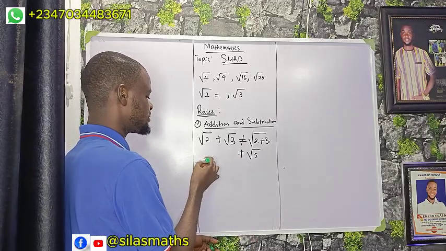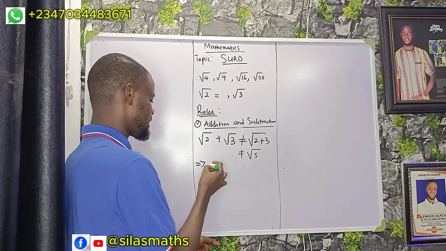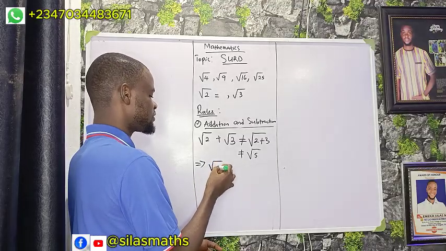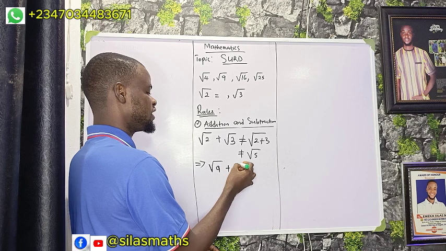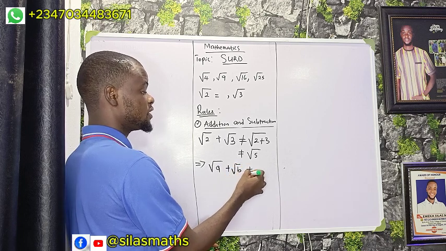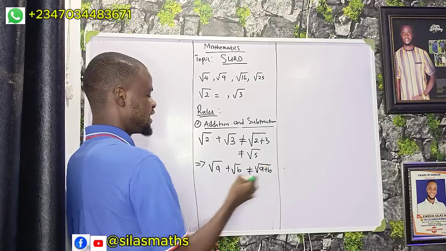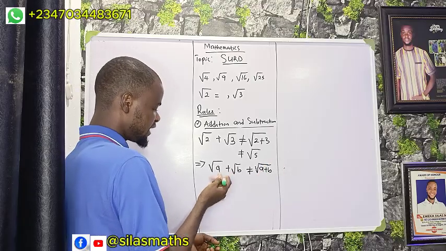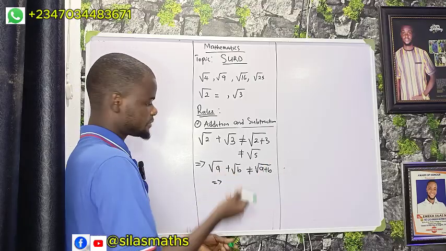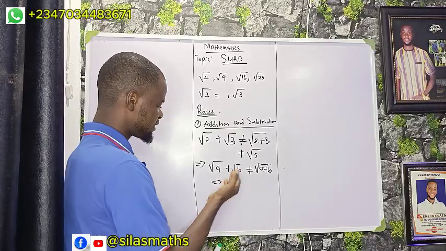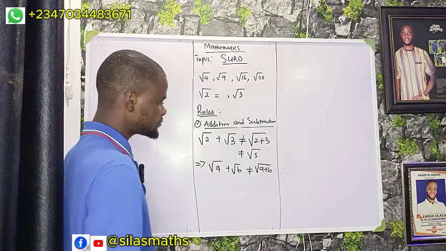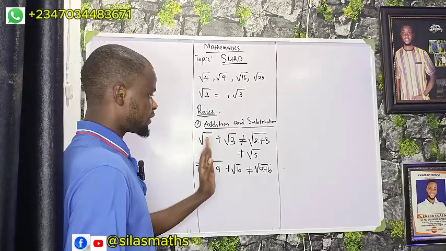So we can represent that mathematically by saying that when I have square root of A plus square root of B, that is not equal to square root of A plus B. Rather, this is equal to the same expression. It is the same as this. So that is that for addition.